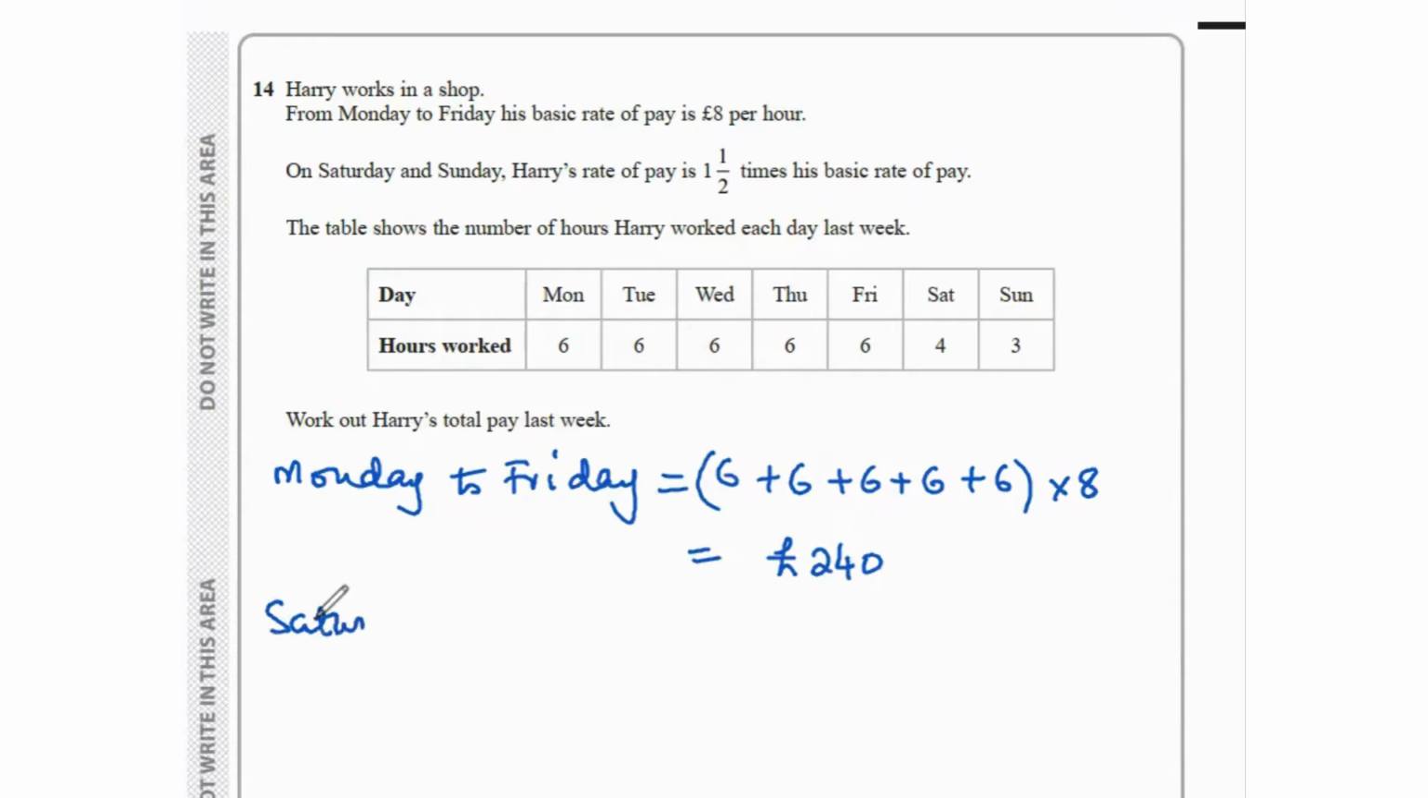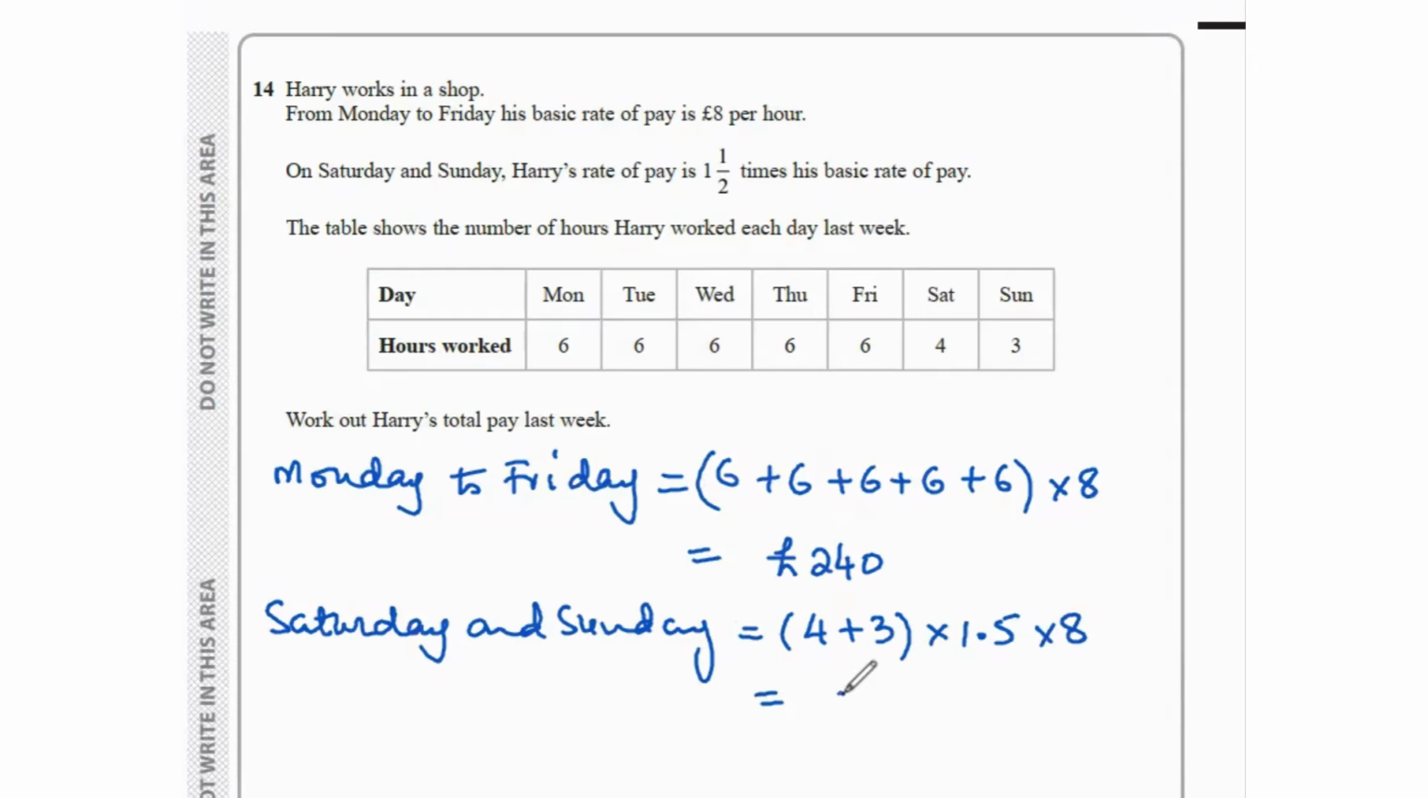Then from Saturday to Sunday, 4 plus 3 times 1.5 times 8. That's going to be £84. So total is going to be 240 plus 84, and that equals £324. That is his total pay for last week.